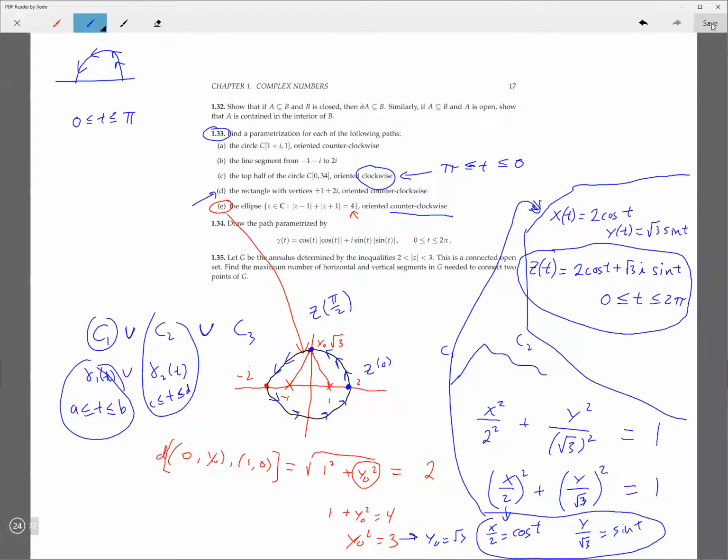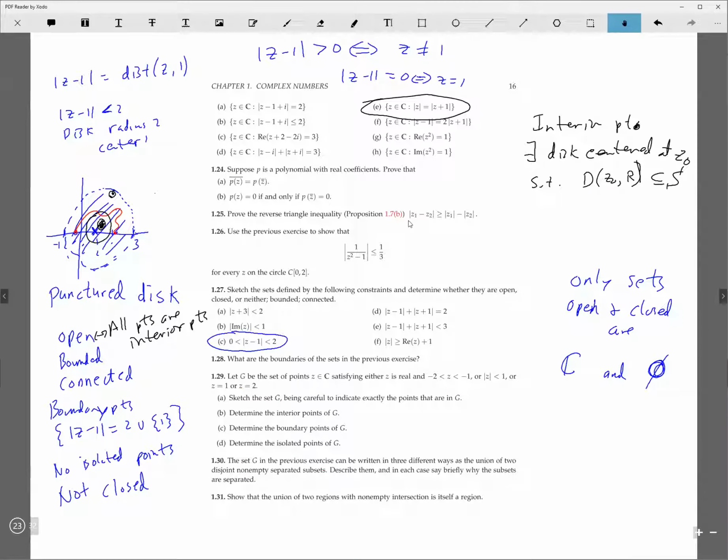For number 25, to prove the reverse triangle inequality, do we just follow the same proof as the triangle inequality that's in the book? Let's see. I think you can, but I think what might be better is to just use the triangle inequality.